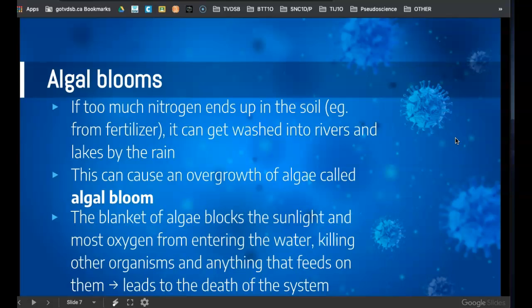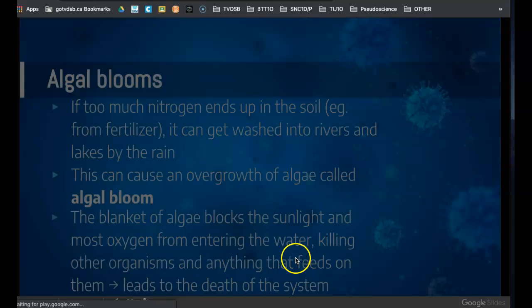No oxygen and no sunlight means things die. Right? So what ends up happening is the other organisms that live in that area end up starving, and they die. And so that ends up leading to the death of the entire system. So a simple fertilizer can cause the death of an entire ecosystem just because too much fertilizer was used. And so obviously these cycles can be fairly easily disrupted. So it's potentially a very dangerous thing.